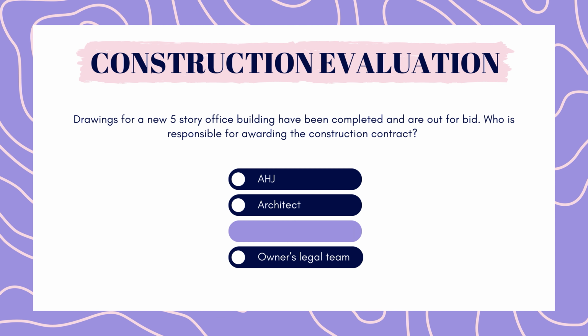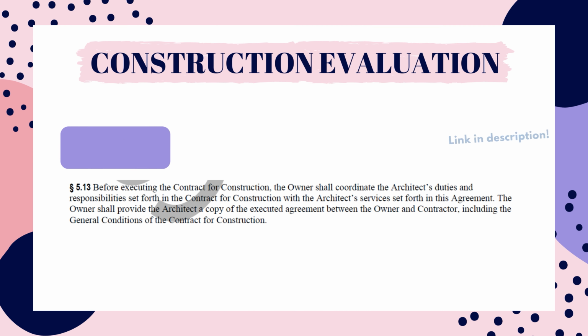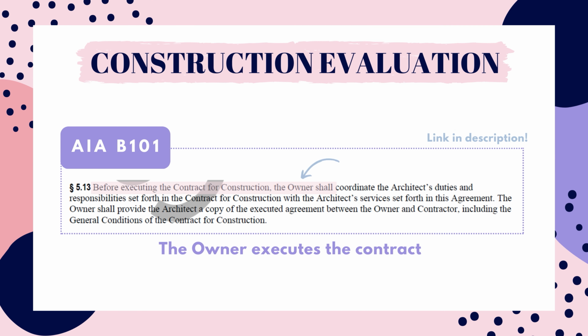And the answer is owner. It is the owner's project and their money, so they're the one who's going to execute the contract. They are ultimately responsible for selecting and hiring the contractor. This is passively noted in AIA document B101, where it mentions the owner will execute the contract for construction. The architect is there to help with decision making and providing advice, but it is ultimately the owner's decision.